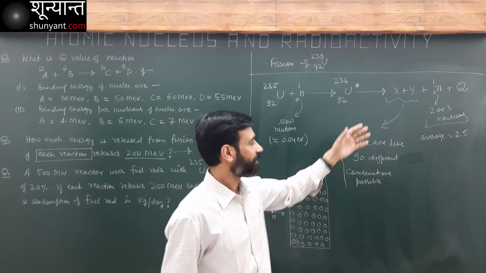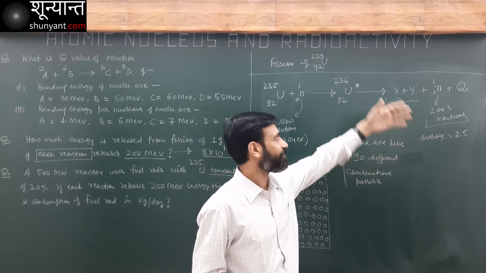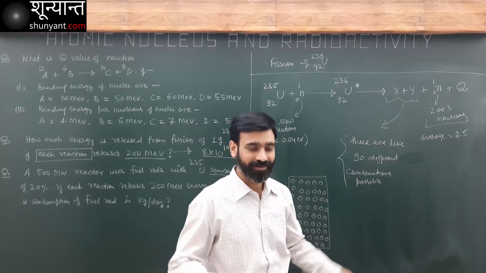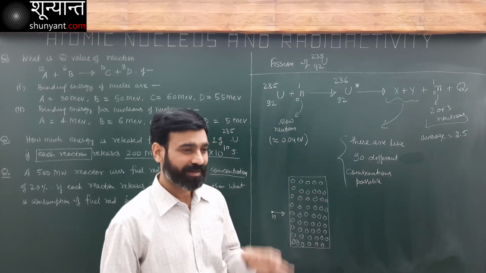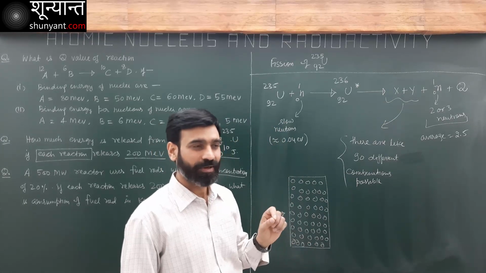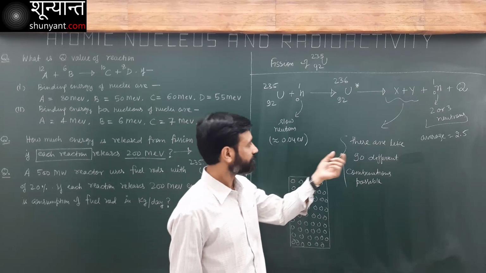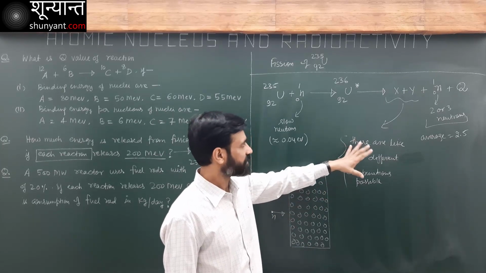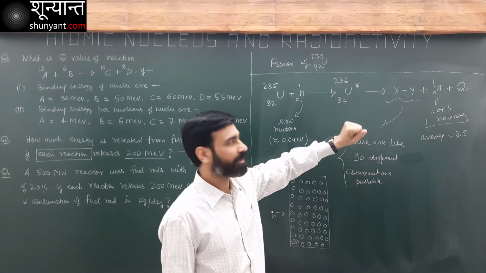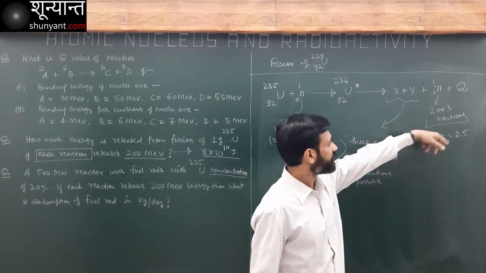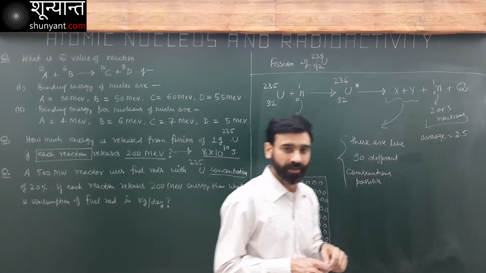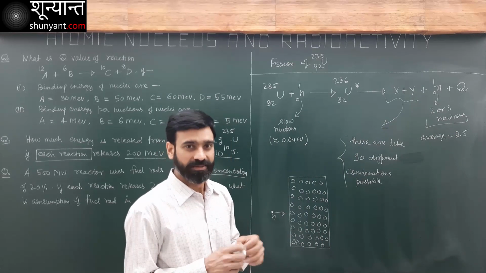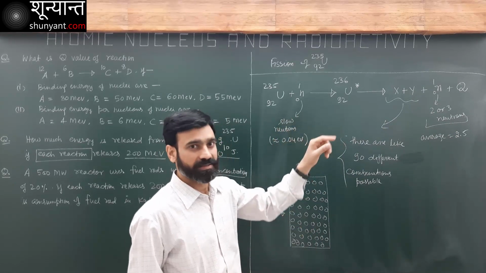So there is no use of writing all those things here. You can find it in any other good reference. But anyway, that is not required. What is important to understand is that approximately 90 different combinations are possible for X and Y. And then these 2 or 3 neutrons are also emitted. They are ejected in every reaction.